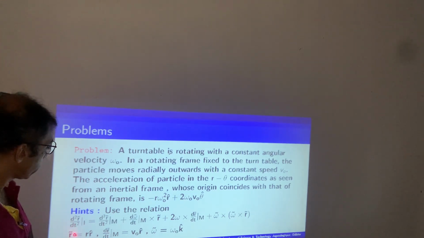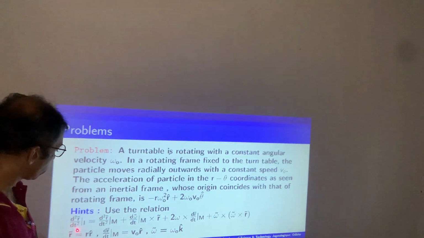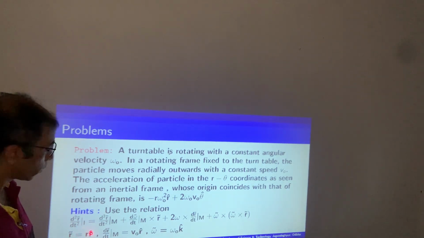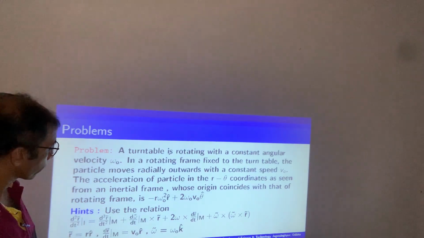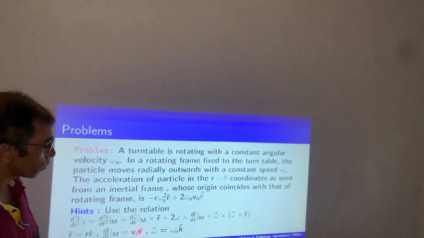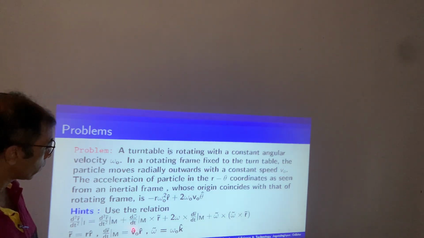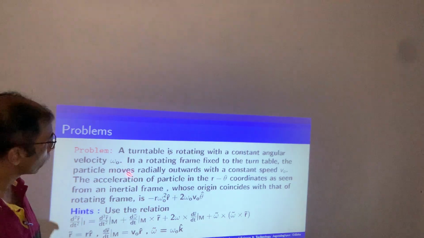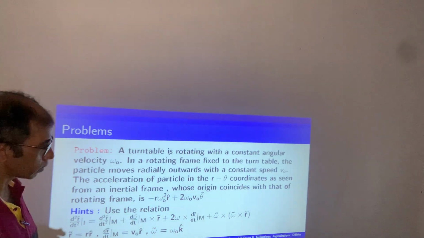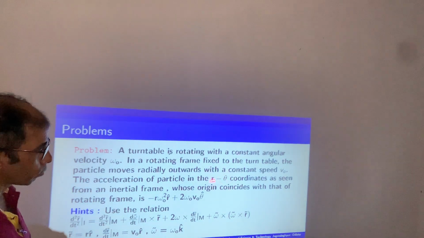Now what is the r vector? Everything on the right hand side is in the moving frame. So in the moving frame, r vector is r times r cap. And what is dr dt? dr dt in the moving frame is v0 r cap. That is what is given here: moving radially outwards with a constant v0. So v0 r cap. And the angular velocity is omega 0 k cap. That is normal to the r theta plane. Here polar coordinates are being used.